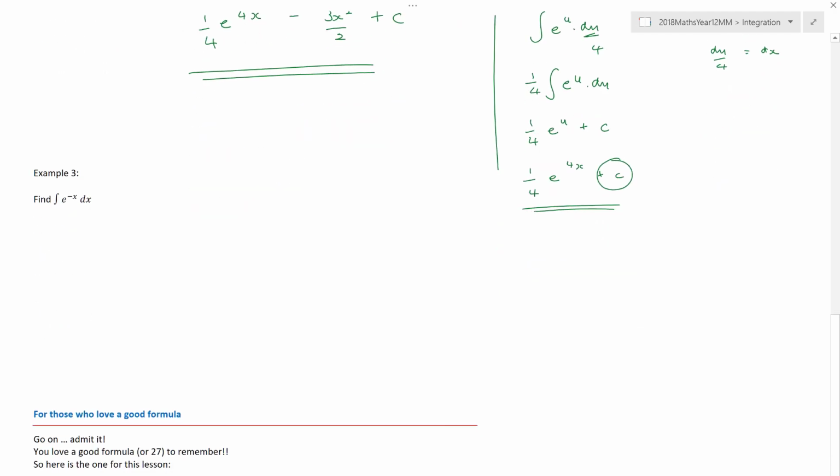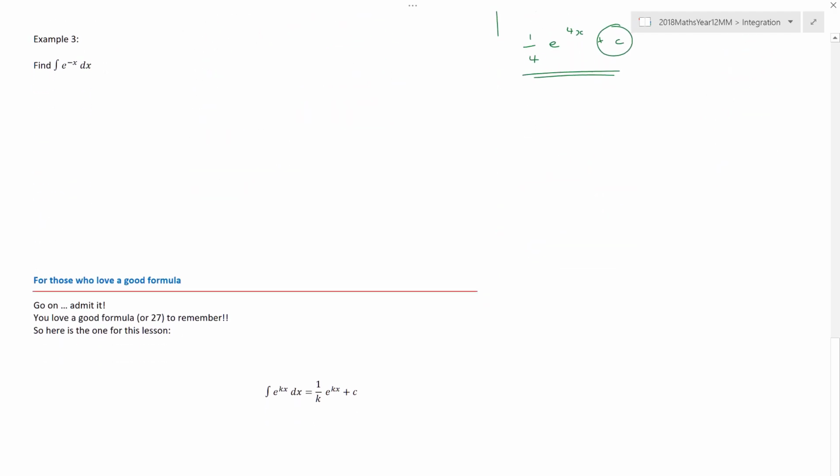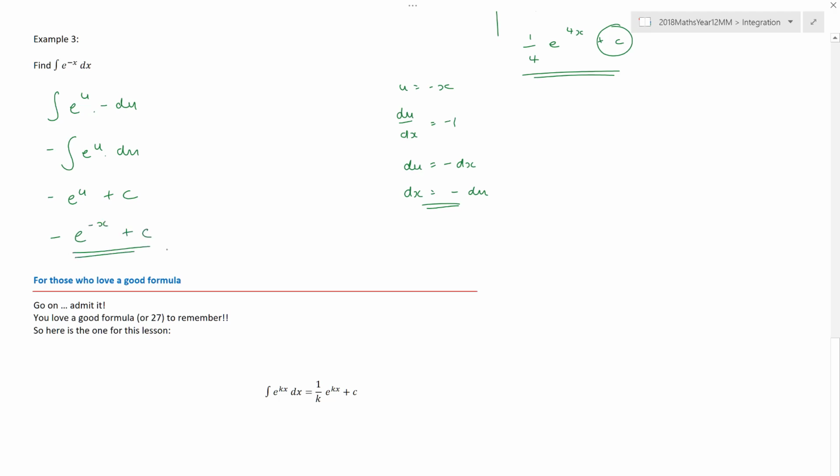What about negative values? Is this where it all goes horribly wrong and I need moduluses? No, not really. Let's see. We don't like minus x, so let's make u equals minus x. du by dx then becomes minus 1. So du becomes equal to minus dx, or dx becomes equal to minus du, which is probably the one that we actually want. So this becomes the integral of e to the u, and that becomes minus du. The minus sign moves outside, e to the u du. So that becomes minus e to the u plus c, or minus e to the minus x plus c. Wow!